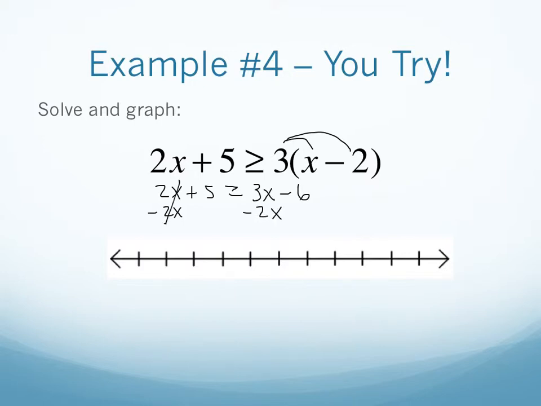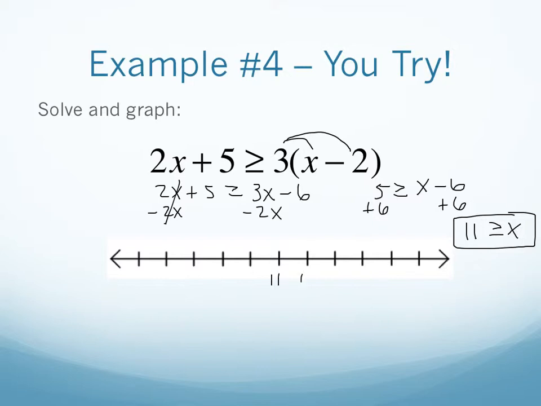Those x's cancel. I'm left with 5 is greater than or equal to 3x minus 2x, which is x. And then that negative 6 stays. Now I'm going to add 6 to both sides. I get x is less than or equal to 11. Okay, so that's the solving. You then should have put 11 in the middle of your number line. Okay. There is an equal sign, so it's going to be a closed circle.